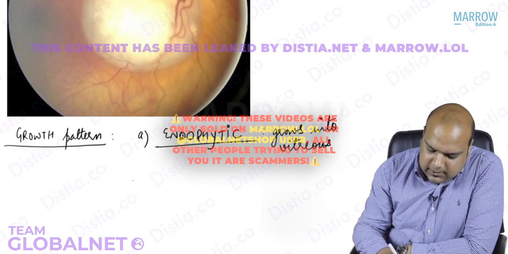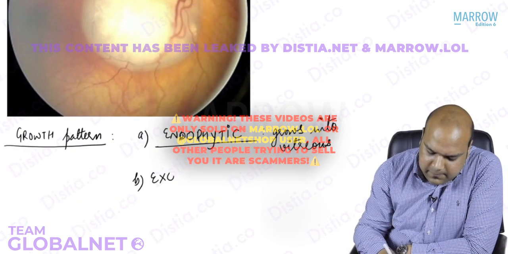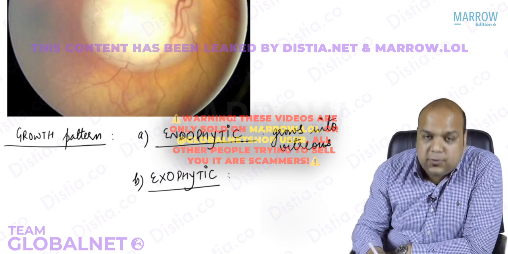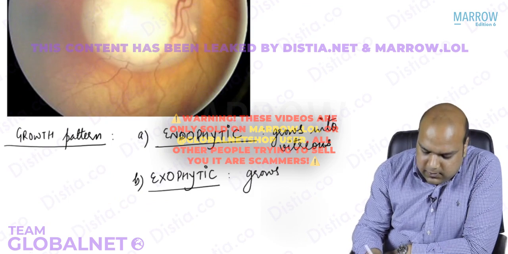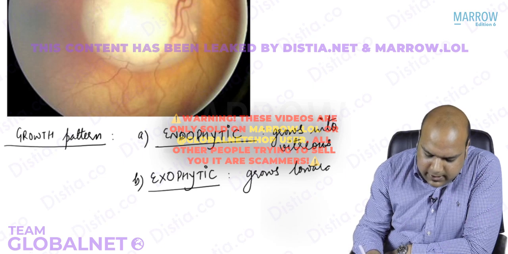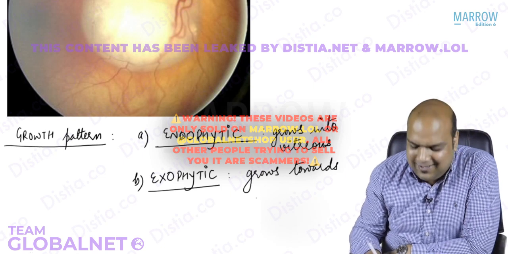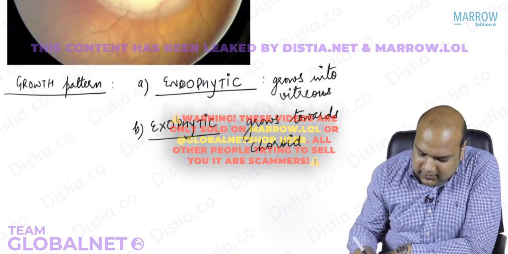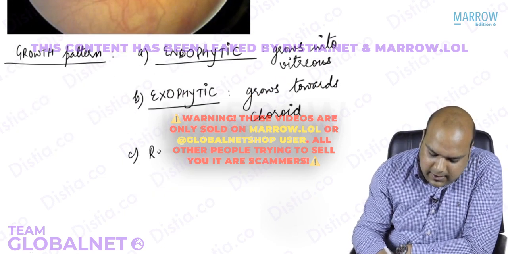But it could have been the other way around. It could have been exophytic. Exophytic means grows towards exo, outside. What is outside the retina, everybody? Outside the retina is choroid, yes. Or the third pattern may be retrolaminar.